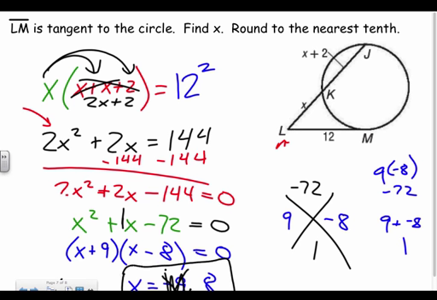This says round to the nearest tenth. I don't even need to round to the nearest tenth. We're good to go. x equals 8.